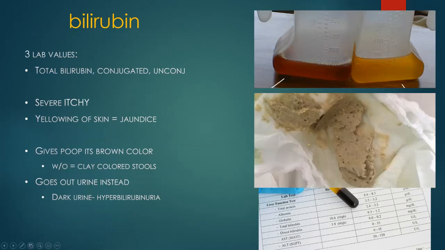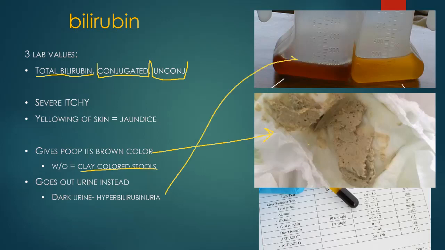So let's talk about this bilirubin stuff. When you're investigating somebody for jaundice or for liver problems, there are three big lab values. You have a total bilirubin, which is usually what comes on your complete metabolic panel. Then you can order special labs, the conjugated and unconjugated bilirubin. You also want to ask a couple of very personal questions, which is the fact that bilirubin gives poop its brown color. So if you have somebody who's not conjugating their bilirubin, you can get these clay colored gray stools. And you can also get really dark urine.